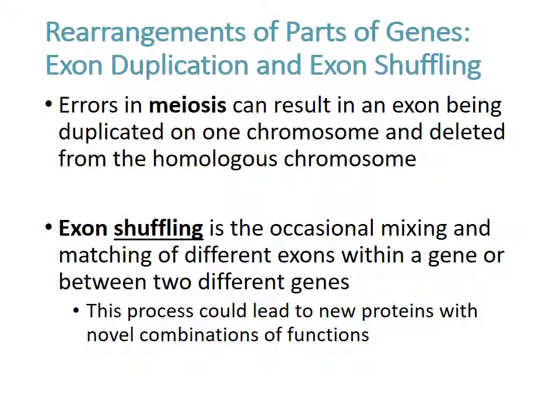So if we have exon duplication and exon shuffling, again, errors in meiosis can result in an exon being duplicated on one chromosome and deleted on another chromosome. With exon shuffling, this is when we mix and match different exons within a gene or between two different genes, and that could lead to new proteins with novel combinations of functions.